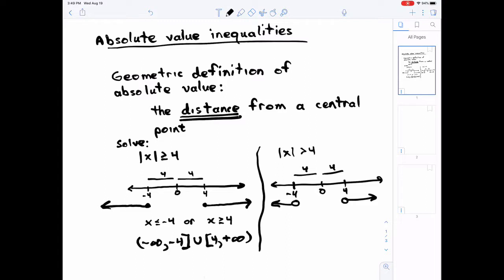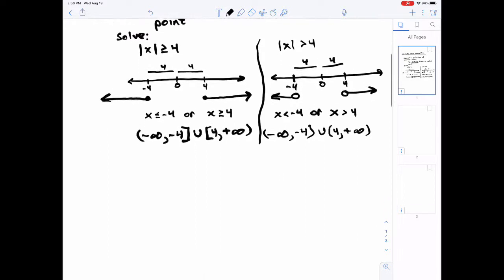And then how would you write it? Pretty much the same. X is less than -4, or x is greater than 4. Or as an interval, you would do the same thing, except it would be all parentheses. So there's a very, very slight difference between the first problem and the second problem. It's just a matter of whether you include the 4 or not. Okay? All right, let's take a look at another example then.